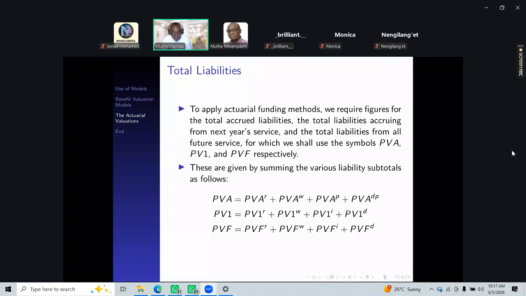So that is why what I'm doing here, I've just started to estimate the total benefit, I mean, per each type. So we can have benefits because of retirement, because of death and stuff like that. So now I want to combine all the total liabilities, right?